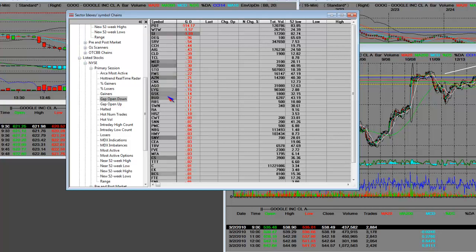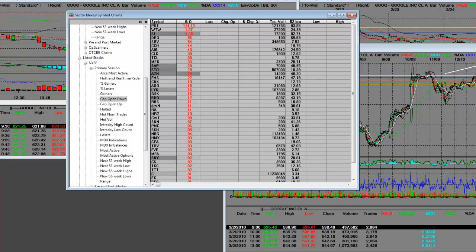AstraZeneca's in there. GlaxoSmithKline is in there for some reason. What's going on with that? Is there any news that I'm not aware of? So we can see that some of the big board here is also involved in different sectors here. WTW's down $1.57.